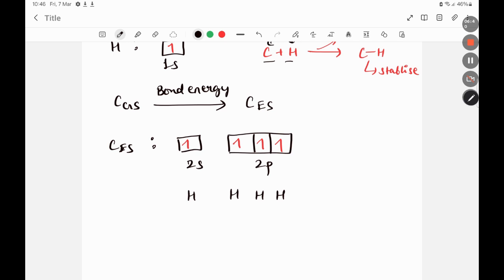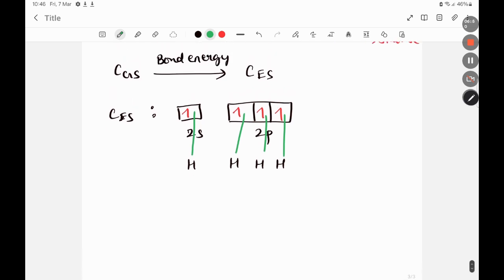Now there are 4 hydrogen atoms. We already know that CH4 has 4 hydrogen atoms, and each of them will form a bond with these half-filled atomic orbitals. Now there are some conclusions which we arrive at after doing all these things.